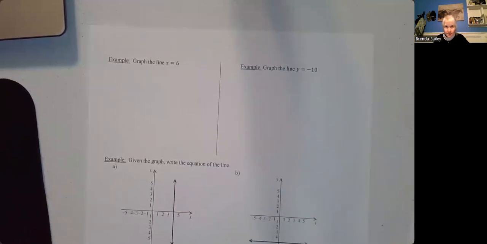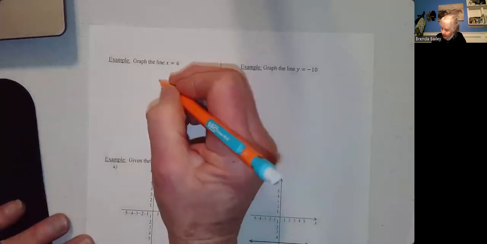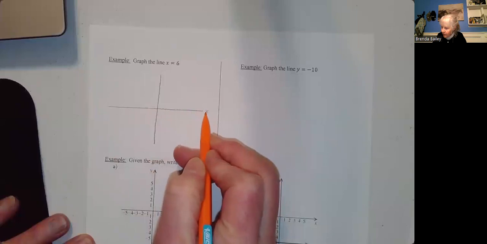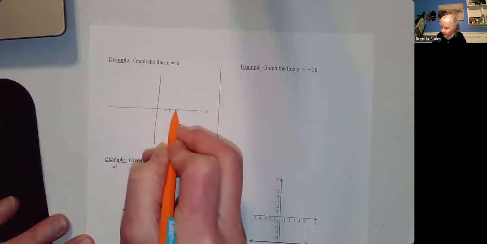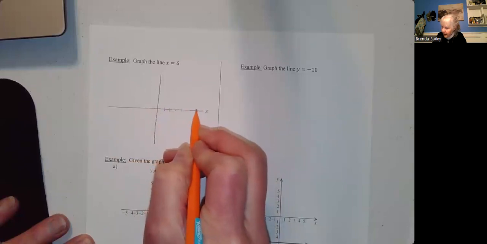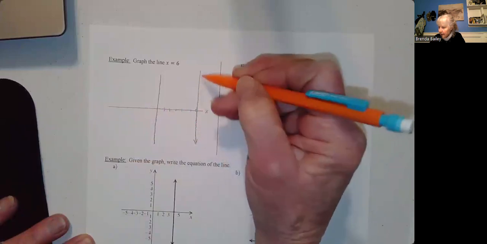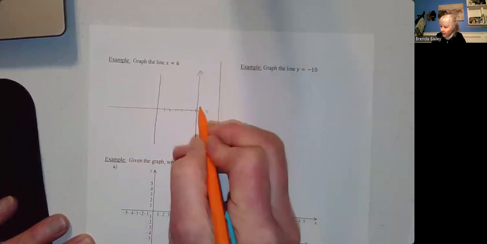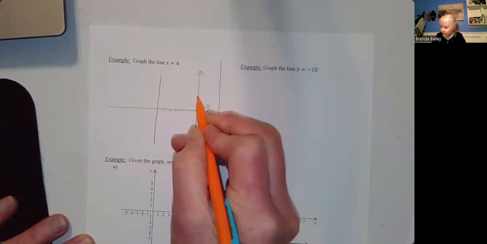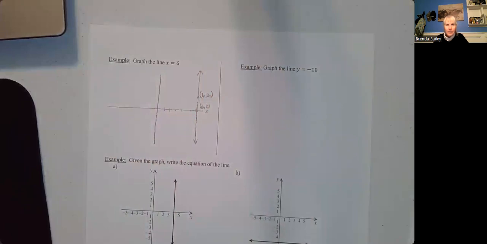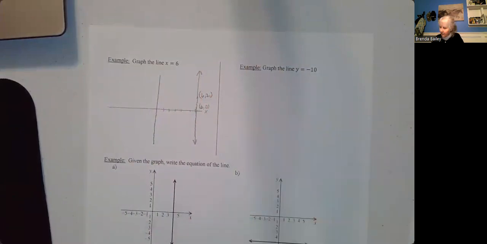Graph x equals 6. Well, we know that x equals 6. We're going to go to the x-axis. We're going to go to 6. And we know that this is going to be a vertical line. As long as x is 6, y can be anything, you can have (6, 0), (6, 2), okay? But it's a vertical line through x equals 6. These are pretty simple. y equals negative 10, if you were asked to graph that one.